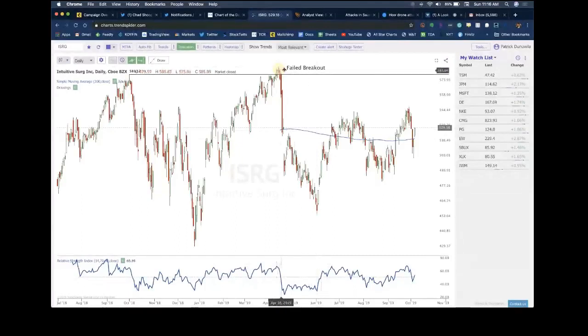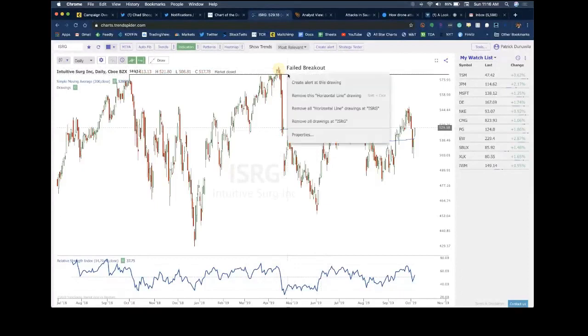So this is really a good way to manage risk, and being able to use the TrendSpider alerts to alert you, yes, it broke out, but then if it falls beneath that within even a few days, that's definitely a sign that you want to get out of the stock. Even if you're not going to go short or anything, you just don't want to be long. And there are also failed breakdowns too.